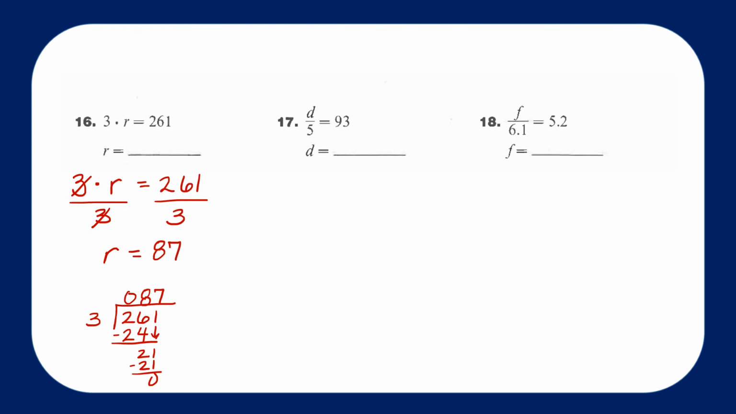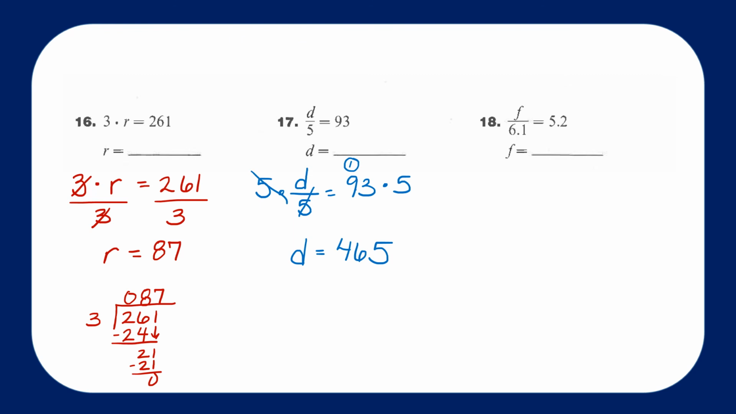Question number 17. We have D divided by 5 equals 93. We're going to multiply each side by 5. Divide by 5, multiply by 5, cancels each other out. D equals 93 times 5. 5 times 3 equals 15, carry the 1. 5 times 9 is 45, plus 1 is 46. D equals 465.